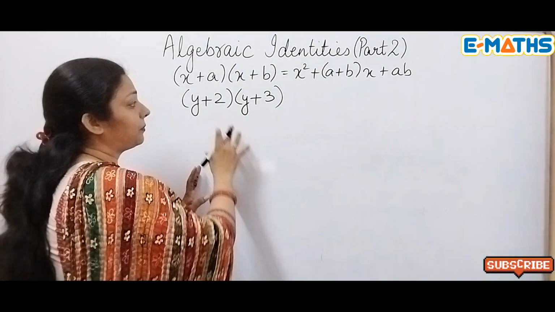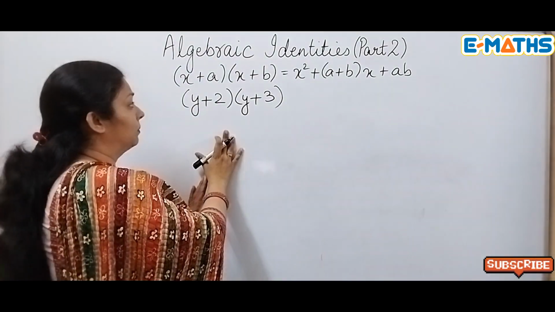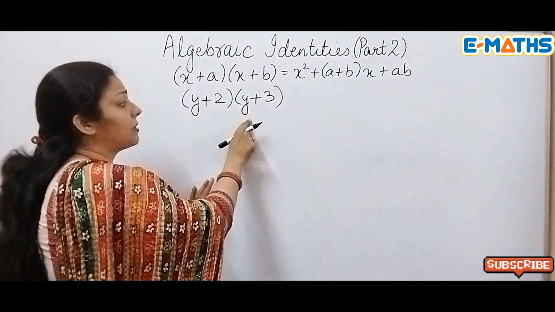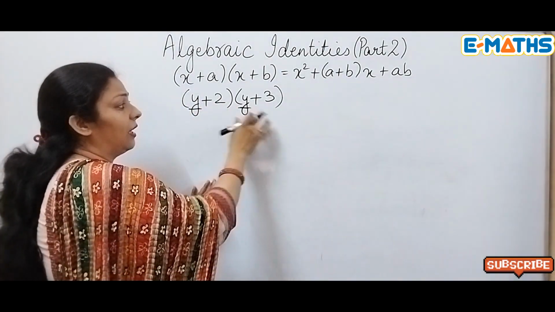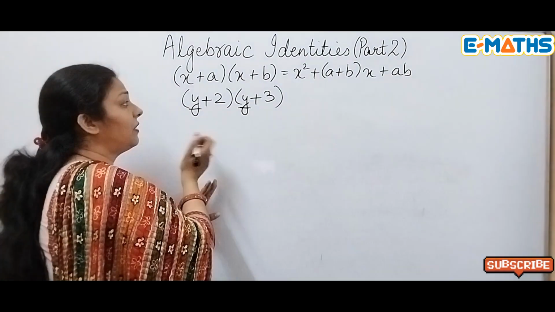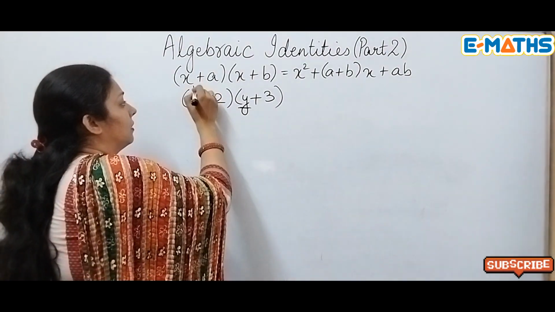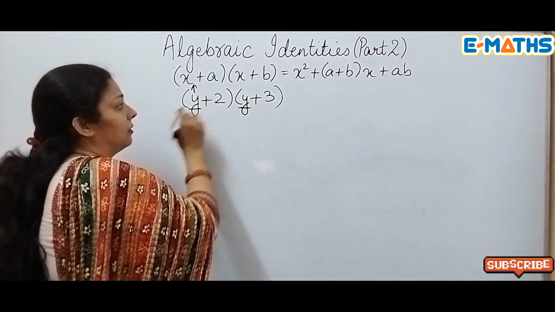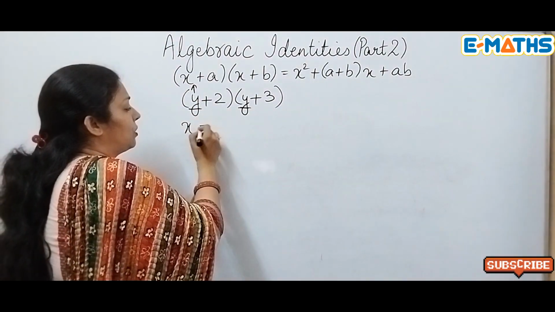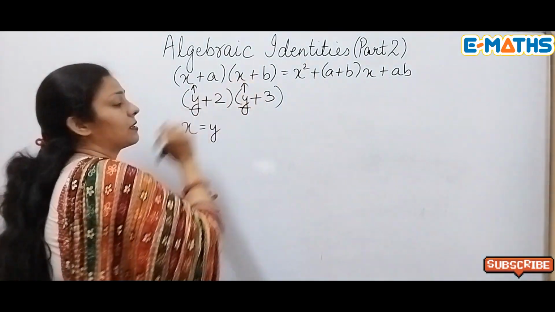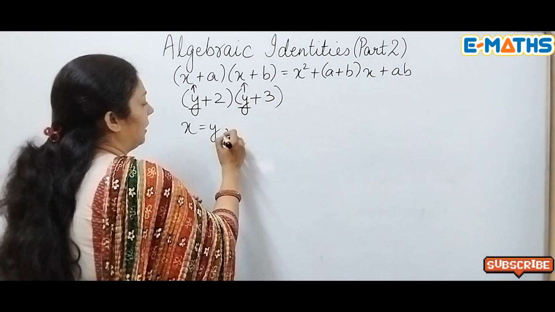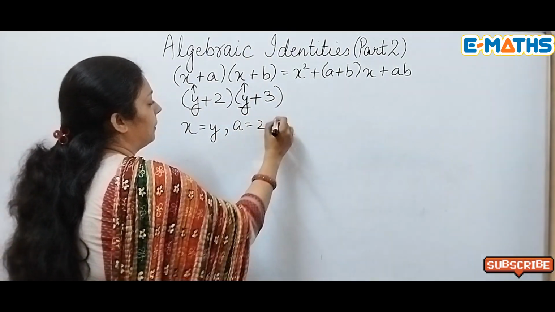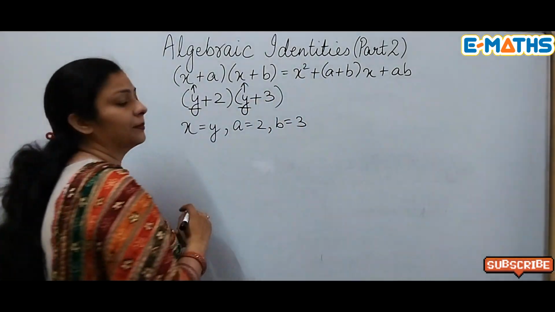So if the question is in this form, (y plus 2)(y plus 3), you see the first term of the bracket is the same and the other terms of both the brackets are different, so just match it. Yes, we have our first value x equals y because it is the same in both the brackets. We have a plus sign in both the brackets, so there is no change in sign. a is 2 and b is 3.